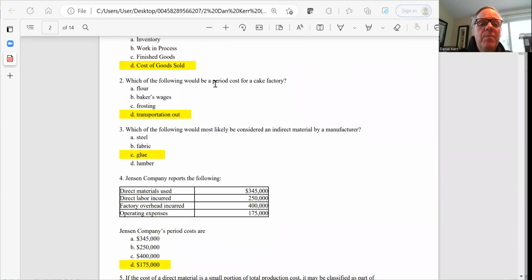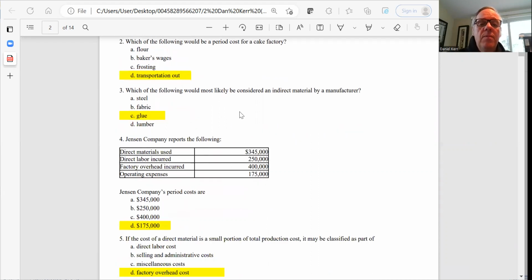Which of the following would be a period cost for a cake factory? Period costs are costs that we incur that don't become part of the cost of a product. If we're manufacturing cakes, clearly flour, baker's wages, and frosting are all costs that become part of the cost of the product. So the only one that's a period cost would be transportation.